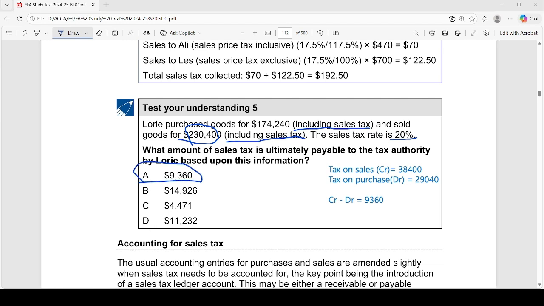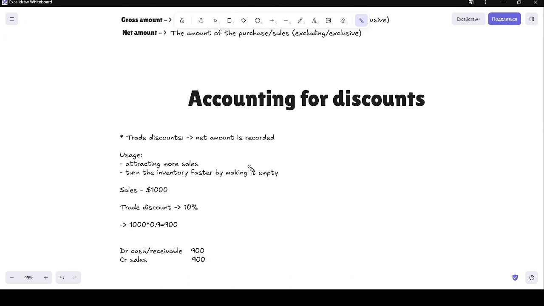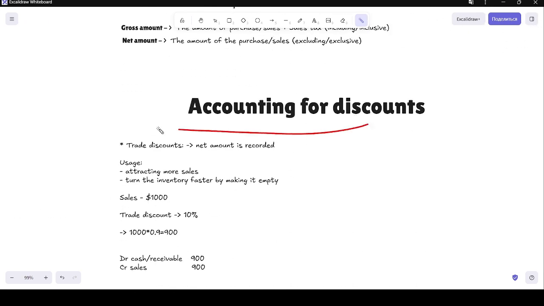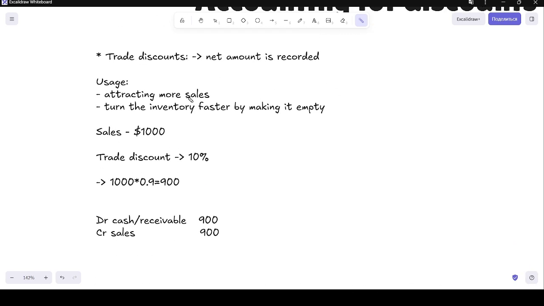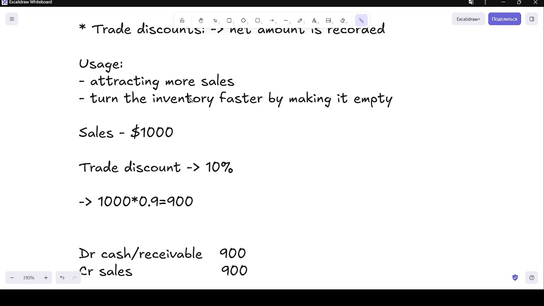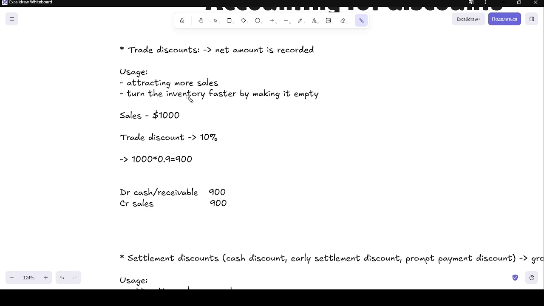And let's continue our lesson. Accounting for discounts. There are two types of discounts: trade discount and settlement discount. Okay, what is trade discount? If you are an Uzbek person and know Korzinka Uz, there will be discounts. Like if you buy one product and the next one will be added to your purchase. That means this is also trade discount, right?